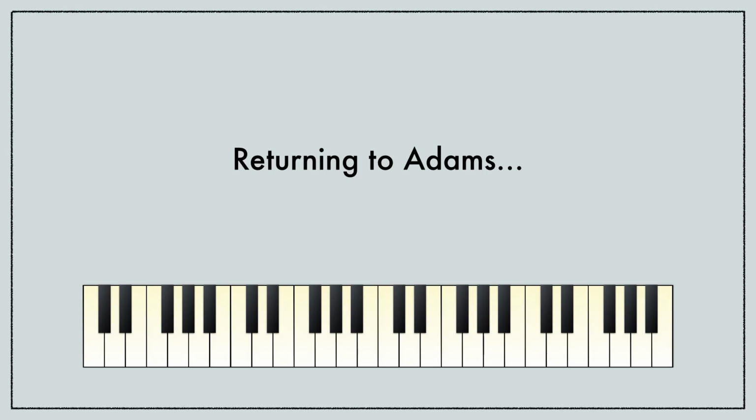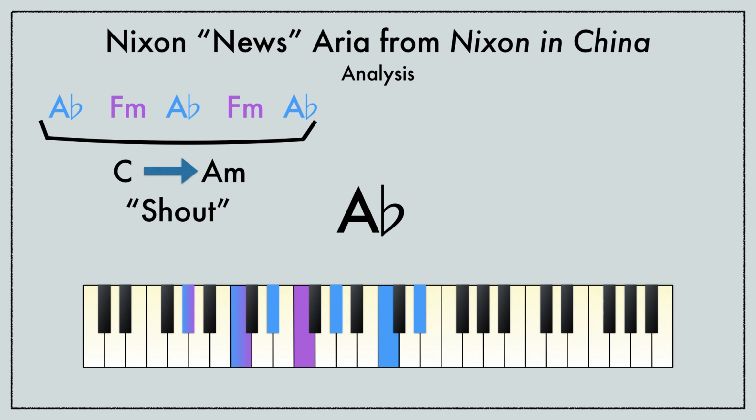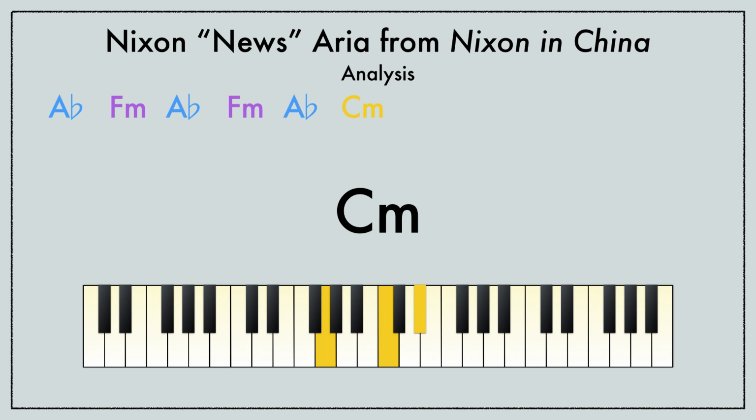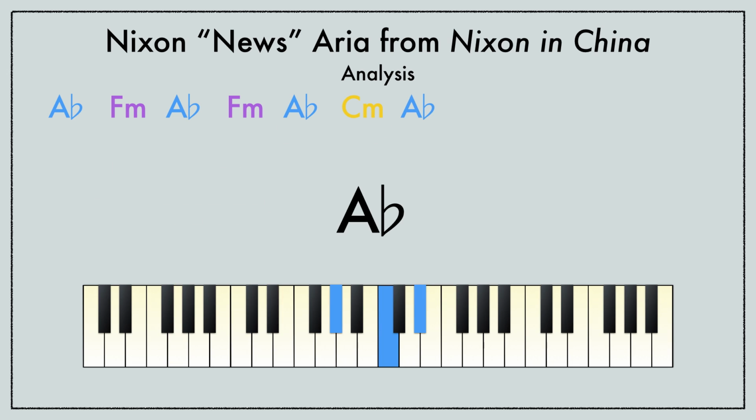Adams starts the Nixon aria by pounding on A flat major. He then toggles with F minor by moving E flat up to F and back. This is our progression with one whole step, like the Isley brothers' Shout. Then he moves the root down to G to make C minor, our first half-step progression, like Laurie Anderson's Oh Superman. He goes back to A flat major and begins the contrary motion circle to ratchet up the brightness.